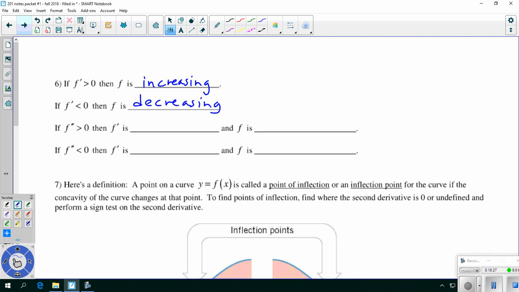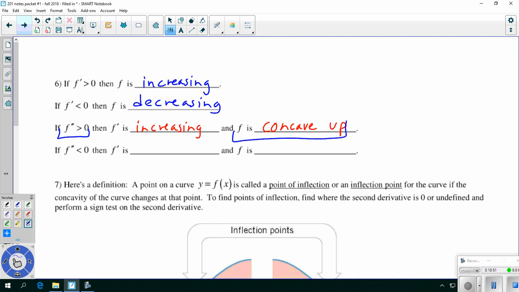But then the new stuff is in the next 2 sentences. If f double prime is positive, then f prime is an increasing function. And therefore f is called concave up. And again, I'd really like us to have this connection between the first thing here and the last thing. F double prime positive means f is concave up. Those are one and the same. And if f double prime is negative, that means f prime is a decreasing function. And f is therefore concave down.